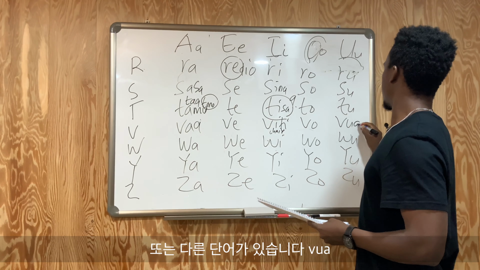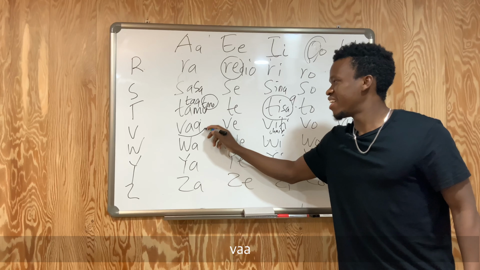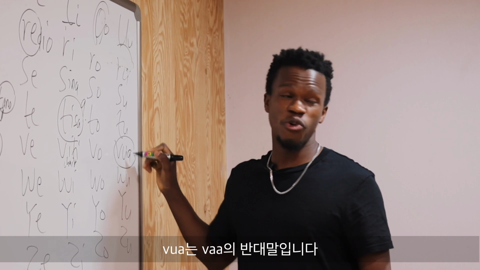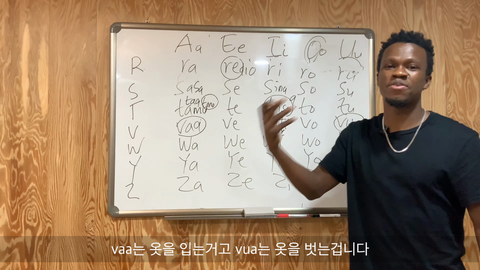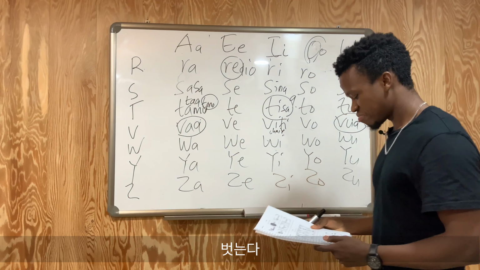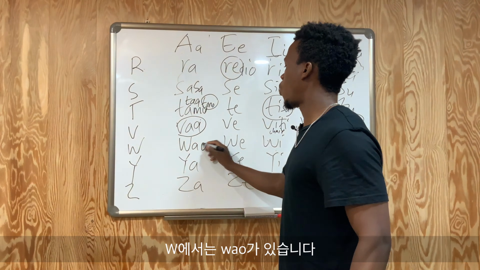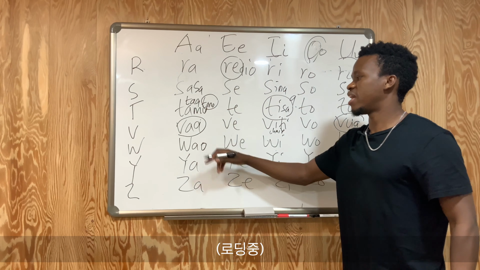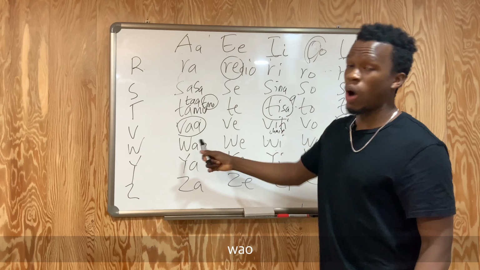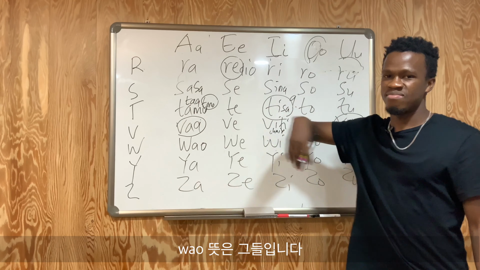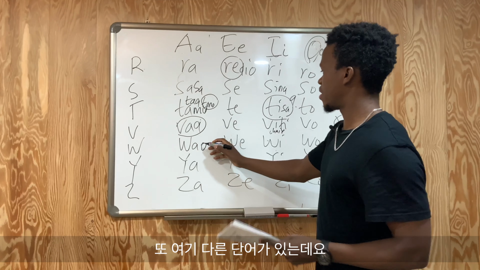Oh, another word we have here. Vua. So vua is the opposite of va. Va is wear clothes. Vua is take off your clothes. Right? Taking off. All right. Let's go to W. W we have here wa, plus a vowel. Wao. Wao means them.